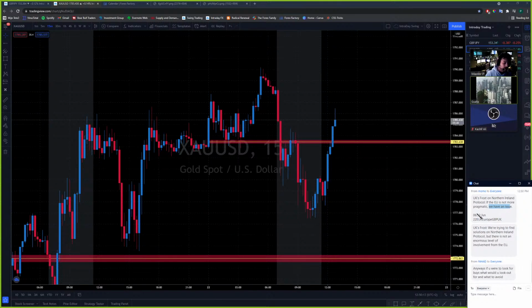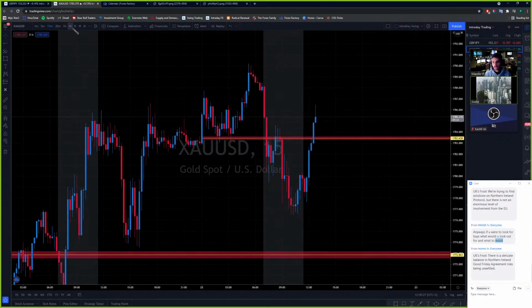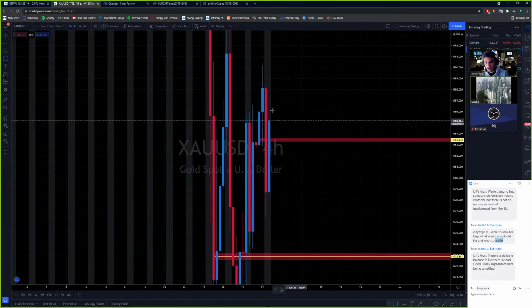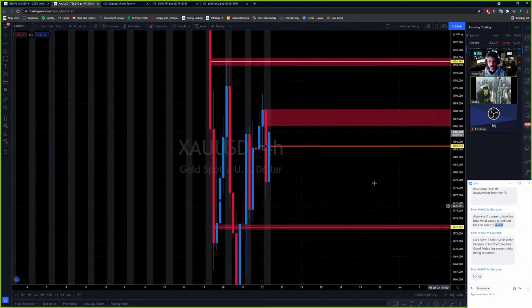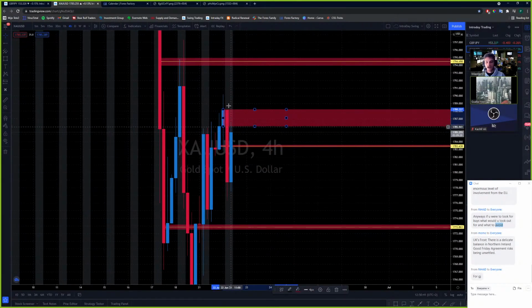Oh, there's some news going on in the UK over here. If I was looking for buys, what would you look out for and what to avoid? I think I would avoid taking a buy into this level over here, honestly. Because from what I've seen, these engulfing patterns are very, very strong patterns. So I would basically just avoid taking a buy inside this range. Going up to the range is perfectly fine, from down here up to there.